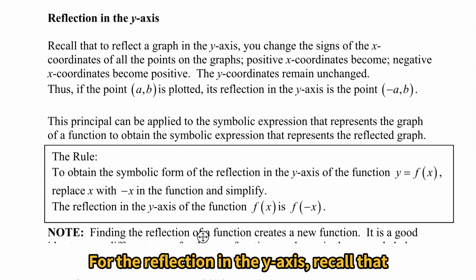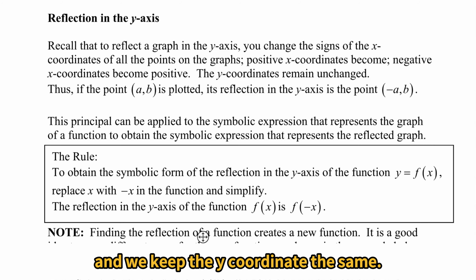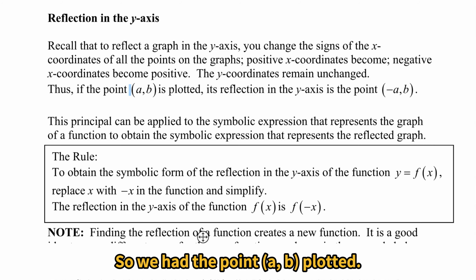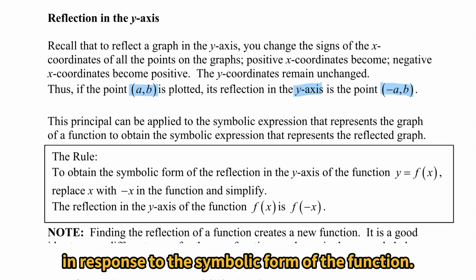For the reflection in the y-axis, recall that if we were reflecting in the y-axis, we change the x-coordinates and we keep the y-coordinates the same. So if we had the point (a, b) plotted, its reflection in the y-axis is going to be (negative a, b). We can also look at this in terms of the symbolic form of the function.